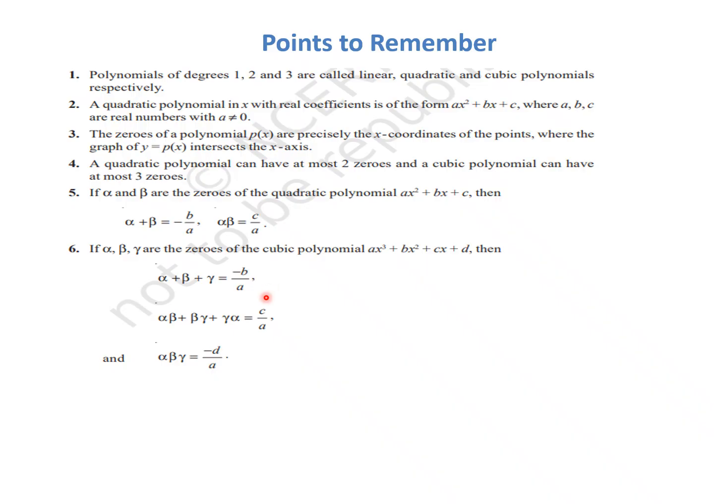And for a polynomial of degree 3, which is the cubic polynomial, alpha plus beta plus gamma is equal to minus b by a, alpha beta plus beta gamma plus gamma alpha is equal to c by a, and alpha beta gamma is equal to minus d by a.